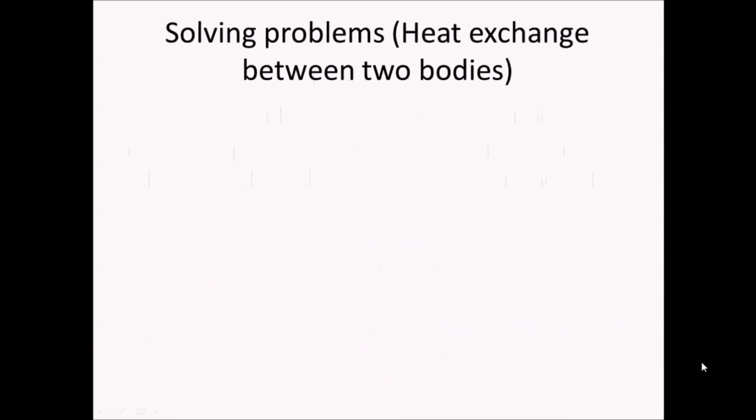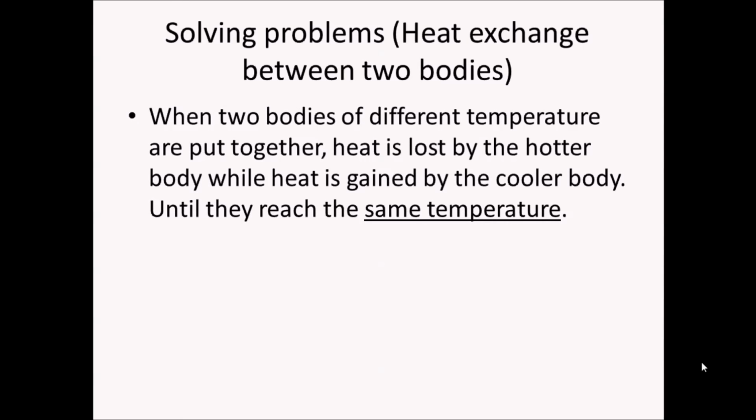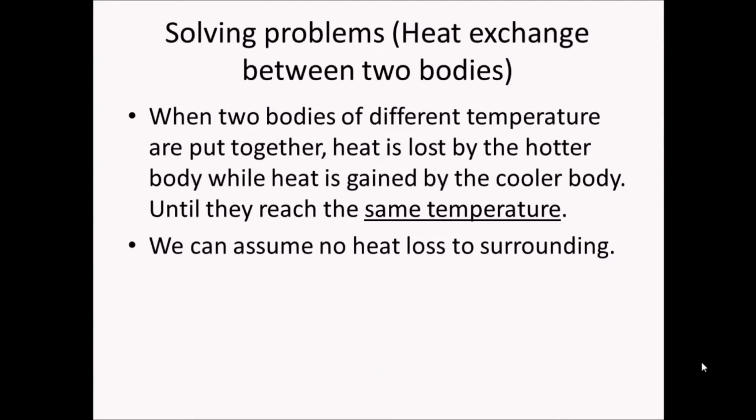Now finally, I want to talk about heat exchange between two bodies. In fact, the previous question is a little bit like heat exchange between two bodies, but this is a little bit more specific. When two bodies of different temperatures are put together, heat is lost from the hotter body while heat is gained by the cooler body until they reach the same temperature. You must remember from the previous chapters on thermal temperature, you have learned that when objects are put together, they want to reach thermal equilibrium. When thermal equilibrium is reached, both bodies have the same temperature. All right. So we can assume that no heat is lost to the surrounding for this kind of questions.